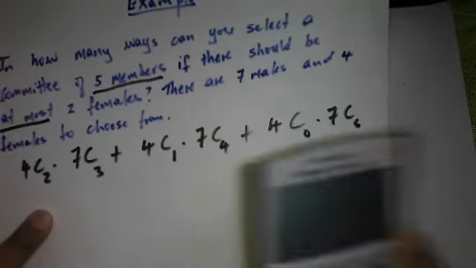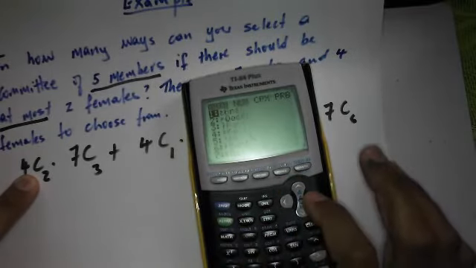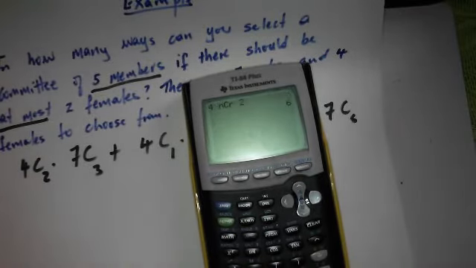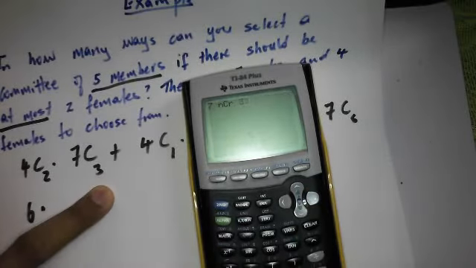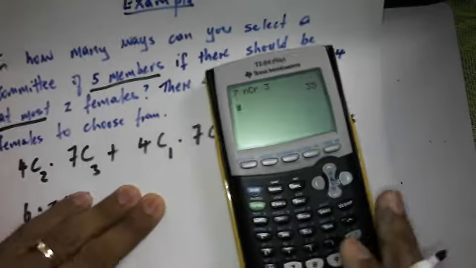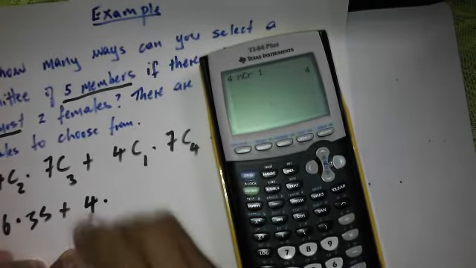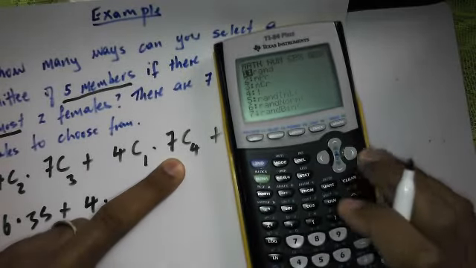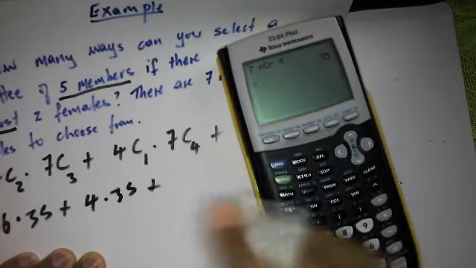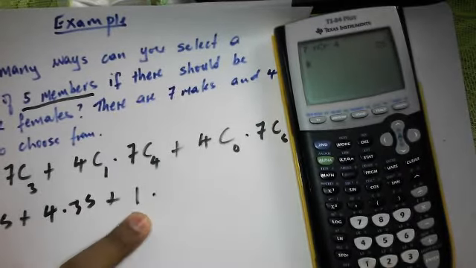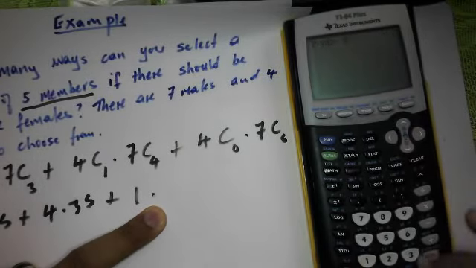So let's see what this is. So it is 4C2, and that is 6 times 7C3, which is 35, plus 4C1, which is 4 times 7C4, which is 35, plus 4C0, that is 1, times 7C5, and that would be 21.